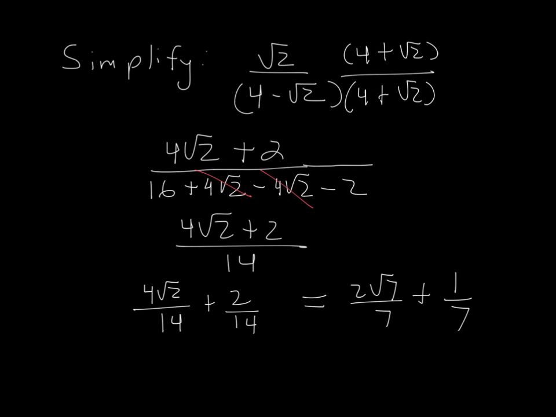You might even see it written flipped around too. It could be 1/7 plus 2 root 7 over 7. I didn't do anything there except I just wrote it opposite. I'm just showing you everything you might see. It could be left like this. It could be divided like I did here where the 14 went into each of them. And then a lot of times you'll see the number first, then the radical part.